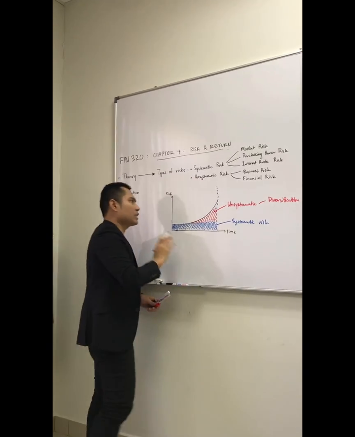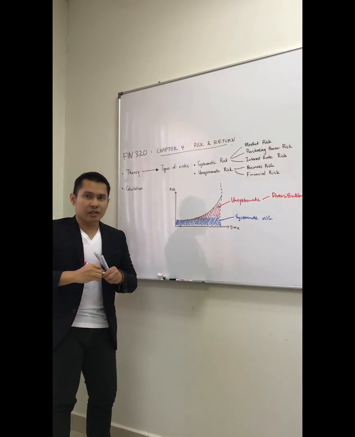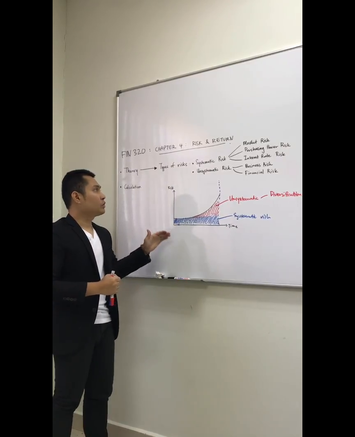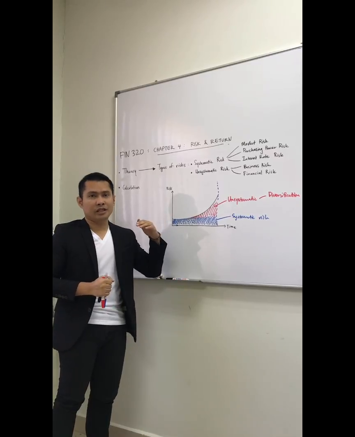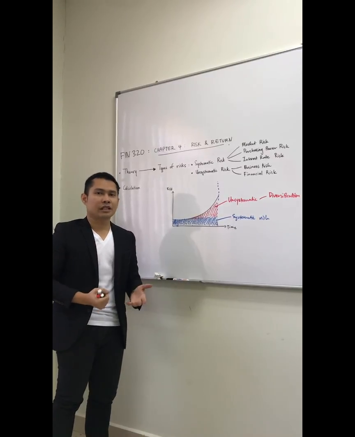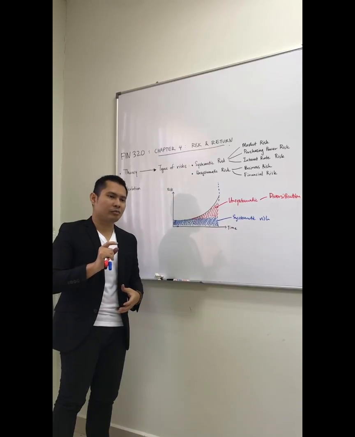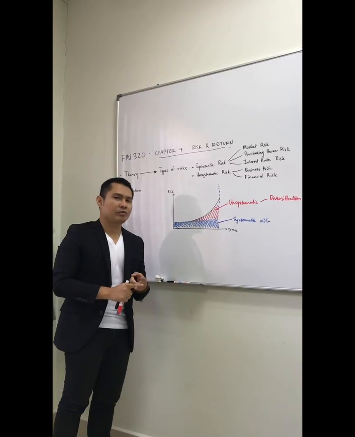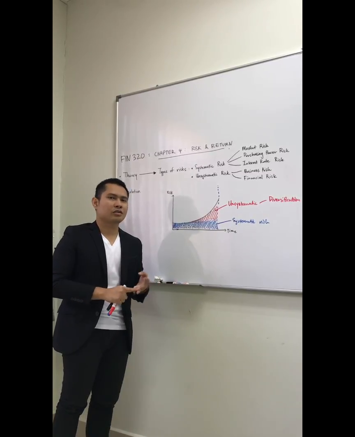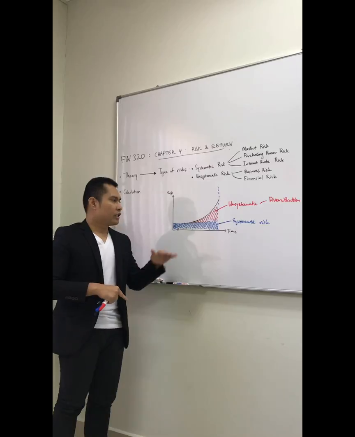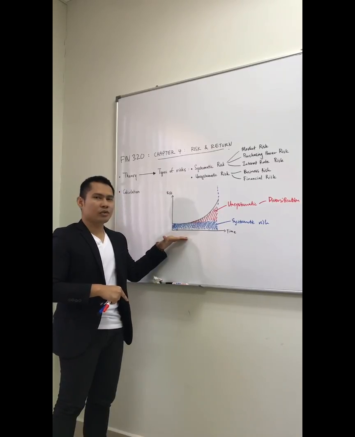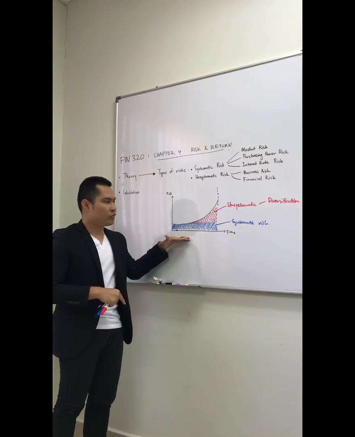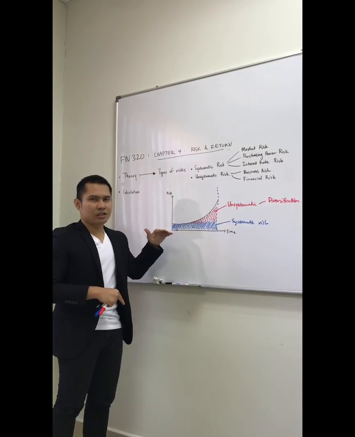Okay, so this is the theory in the risk and return chapter. What you need to know is what is systematic risk and what is unsystematic risk, and what are the examples of the risk. Please make sure you are able to explain what is market risk, what is purchasing power risk, what is interest rate risk, what is business risk, what is financial risk. This graph you just need to understand. It has never come out in the final exam previously. So this is the theory part.